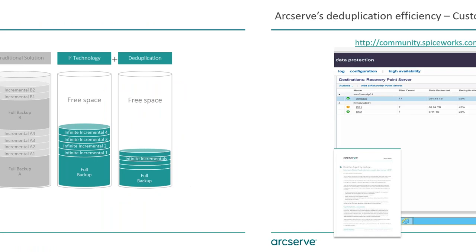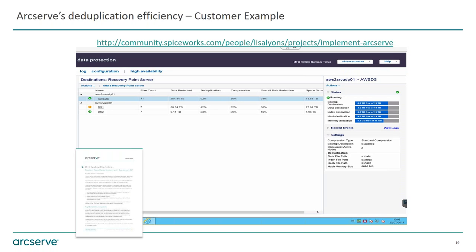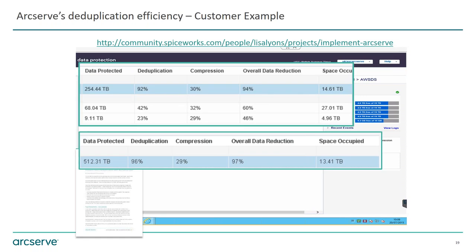So these are just some customer examples of dedupe ratios. It's a bit small there, but I'll magnify it a little bit. One of our customers who wrote an article on Spiceworks reported that they were backing up a lot of data. They had over 254 terabytes worth of recovery points in their backup repository, which we call a data store. But after compression and data deduplication, their overall data reduction was 94%. So they had over 250 terabytes worth of data that could be restored from, and that was actually sitting on just over 14.5 terabytes of physical backup storage. So 94% data reduction is very high.